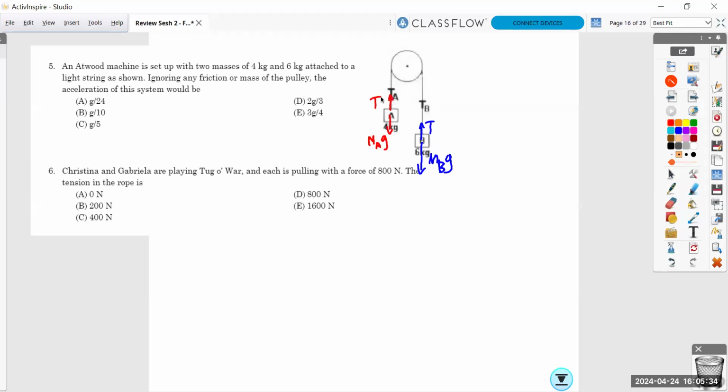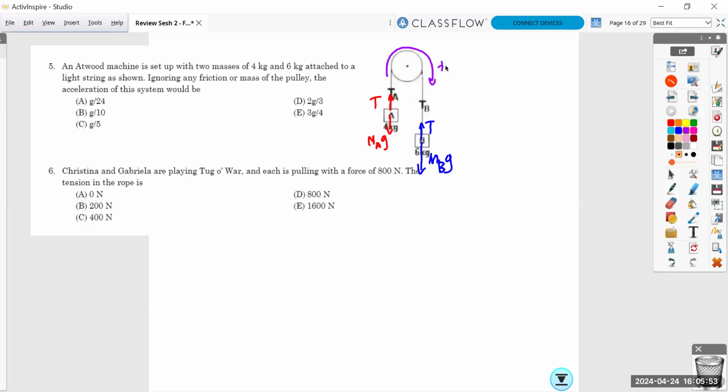And if I think about this, which way is my system going to rotate? Like, what's going to happen when I let this thing go? Yeah, B is going to go down and A is going to go up, right? Because it's heavy. So this pulley, if you remember, we kind of talked about this.